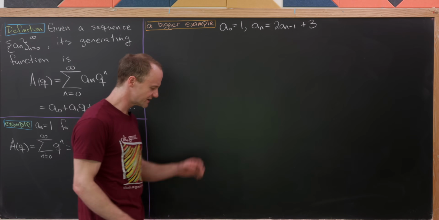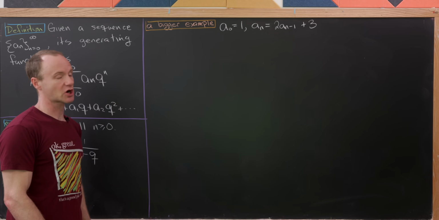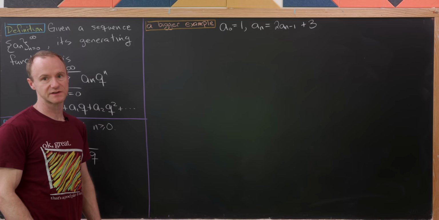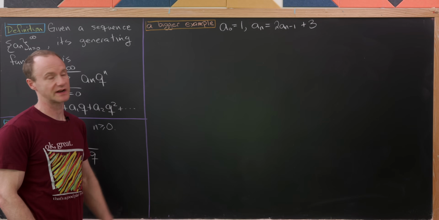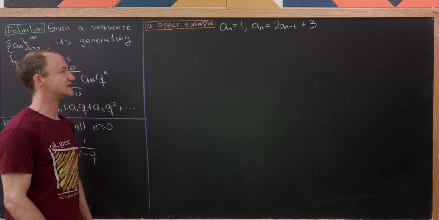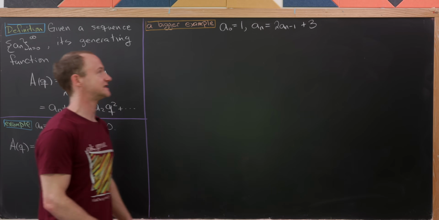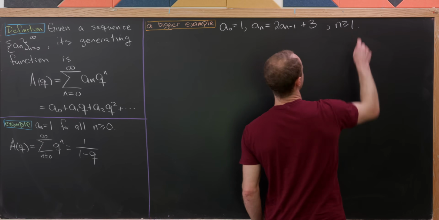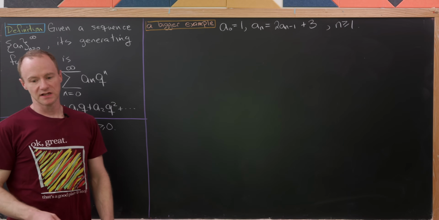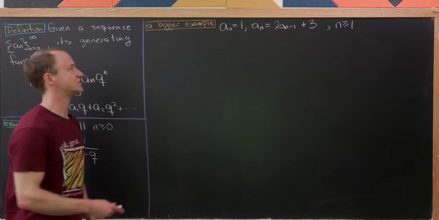Anyway, let's look at a maybe more interesting example. So we have this nice recursively defined sequence, and often recursively defined sequences are well suited to using generating functions. So we have the 0th term is equal to 1, and then the nth term is equal to 2 times the n minus first term plus 3. Okay, so let's see if we can use this data to get a closed form using generating functions.